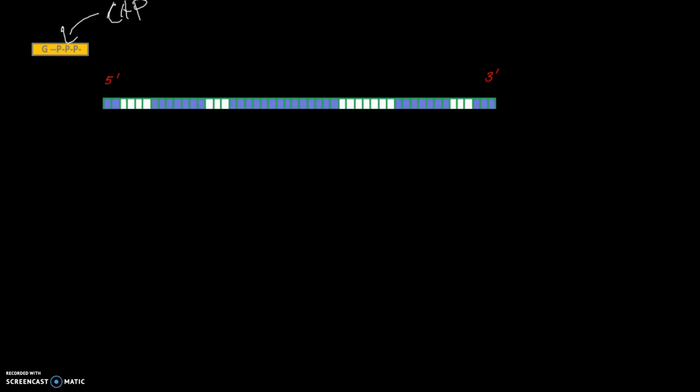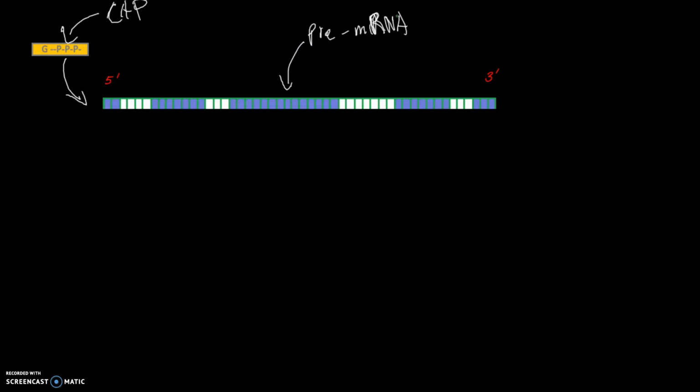The first aspect of post-transcriptional processing is the addition of a chemical group called the cap. This is the cap. This cap is going to bind to the 5' end of the messenger RNA. This messenger RNA is actually the pre-messenger RNA, and you'll find out why in a second.